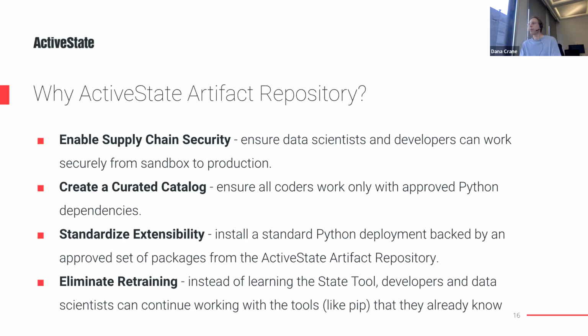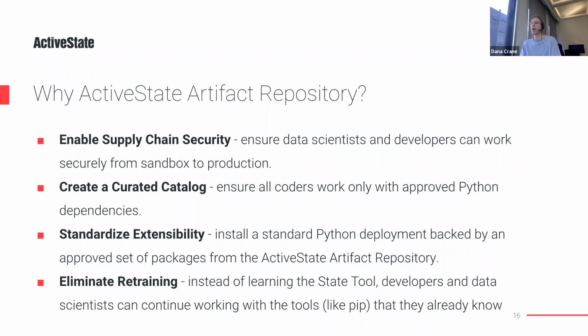A lot of our customers want to make sure that their developers are only working with approved dependencies, and that can be for licensing purposes. For example, you can't work with GPL licensed Python dependencies. So we make sure that this curated catalog only contains the dependencies that fit with your company's requirements.